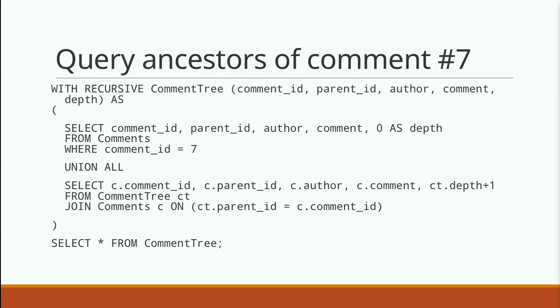And then we union with the recursive step. Reading through the comments, we join our CTE comment tree, which we defined up here, to the new row from the comments, looking for the parent being the one of the CTE that we're currently searching for. So this builds up one row at a time all of the ancestors of comment number 7. It starts at comment number 7 and goes up the tree. And so that's where they relate.